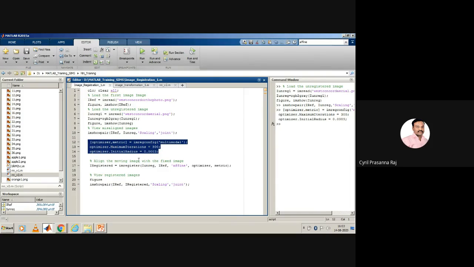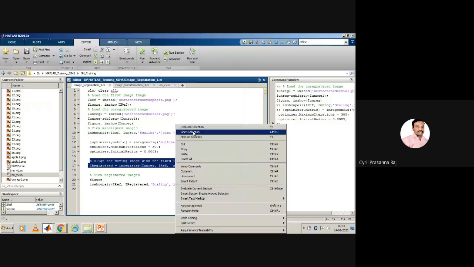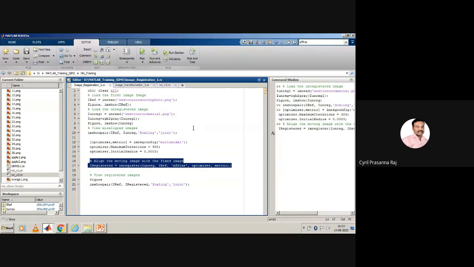So to the IM register, we are giving this unregistered data as well as the reference data, and then using a function called affine transform and using the parameter called optimizer and metric, we are trying to perform registration. So when I run this code, you get the registered image now.